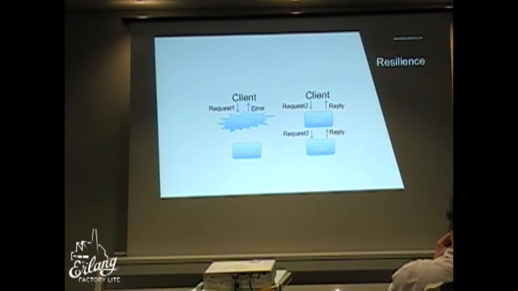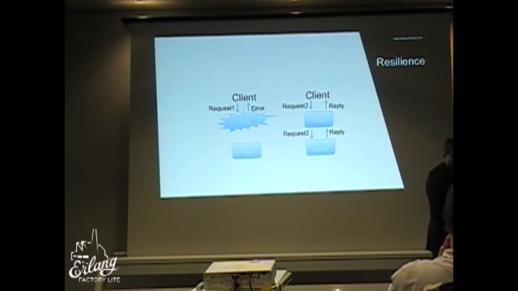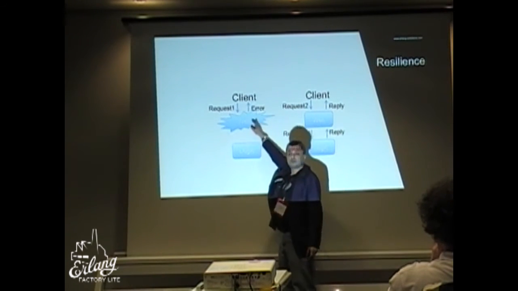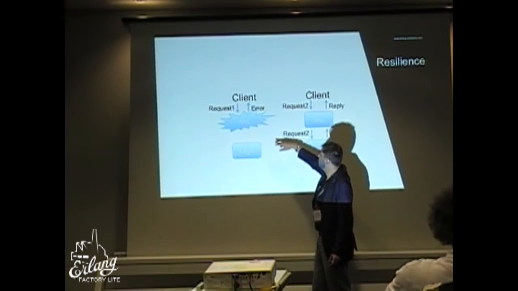On top of fault tolerance, we've got resilience. And resilience is the ability for a system to recover from failure and recover quickly. So a client sends a request, the front-end node terminates, or the back-end terminates, we send back an error.